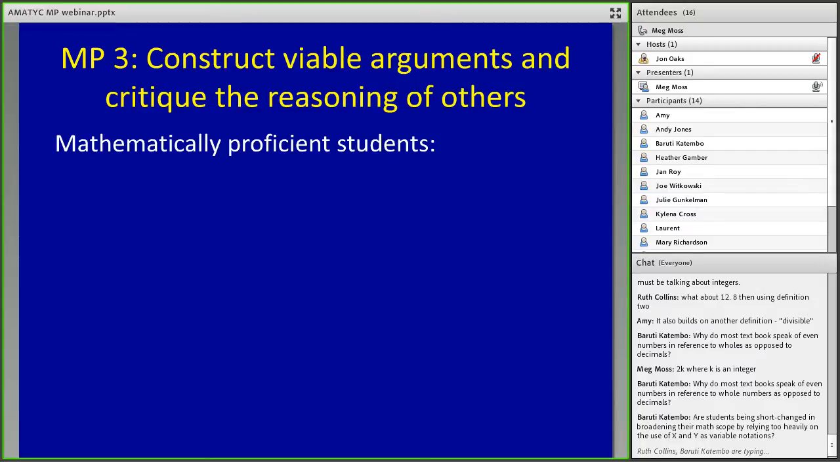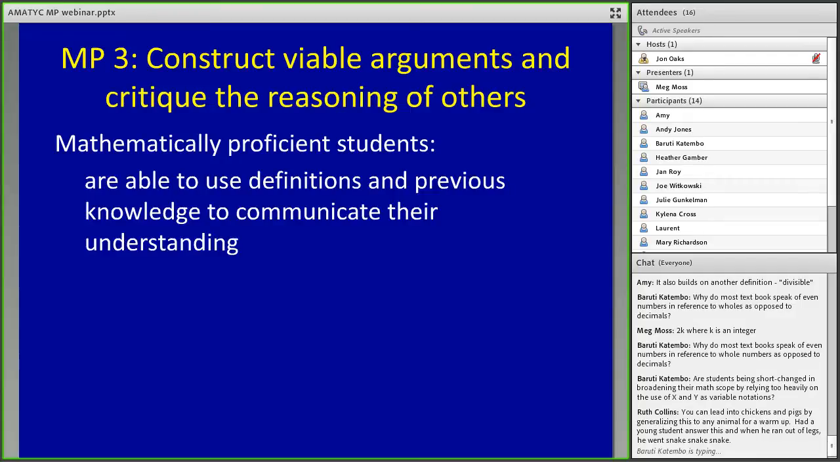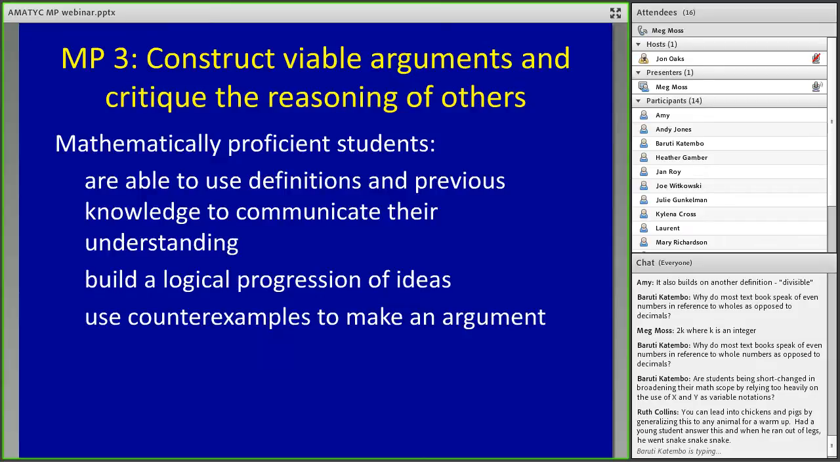Alright, and then MP3 is construct viable arguments and critique the reasoning of others. So what this one mostly says is that communication strand, right? It's the communication strand of the NCTM. That they're able to use definitions and previous knowledge to communicate their understanding. They can build a logical progression of ideas. If this, then that. And they can use counterexamples to make an argument. So I've already talked a little bit about counterexamples.